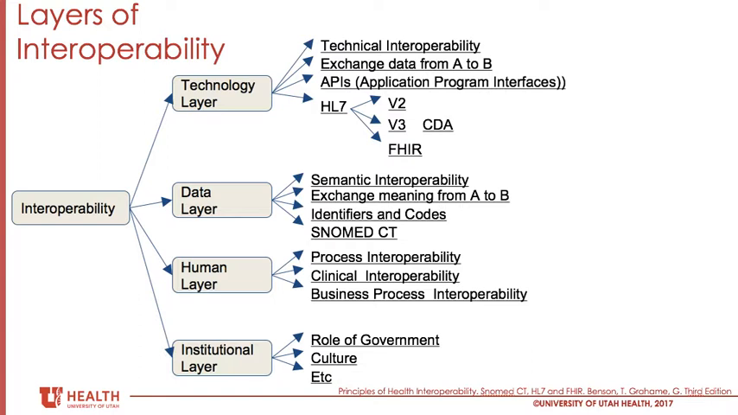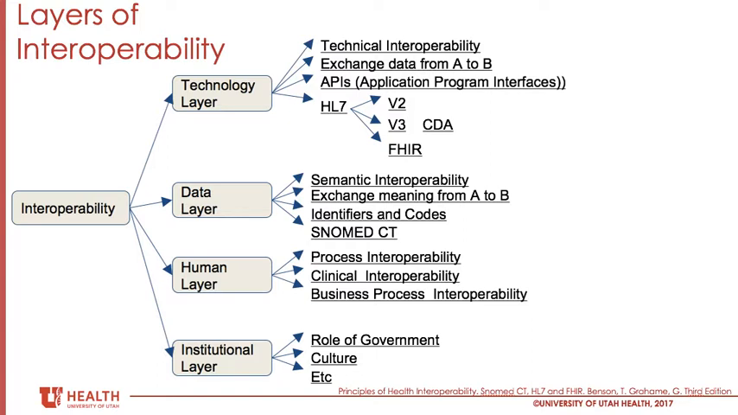And as we have these different types of interoperability, we can also classify the layers of interoperability in 4 different levels. We have the technology layer, the data layer, the human layer, and the institutional layer. The first one, the most basic, is the technology layer, and there we have the technical or basic interoperability. Here the authors of this book include the exchange of data between one system and the other.